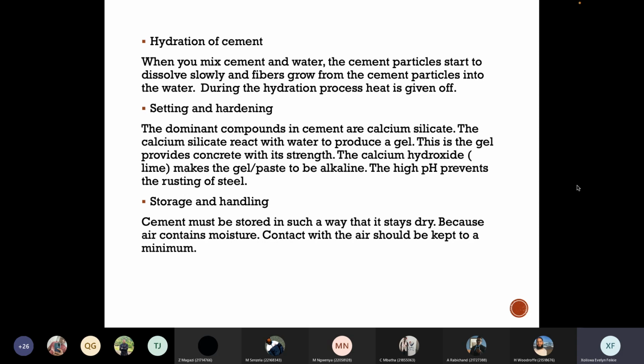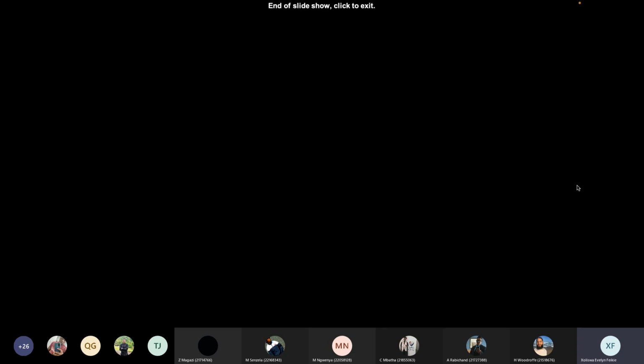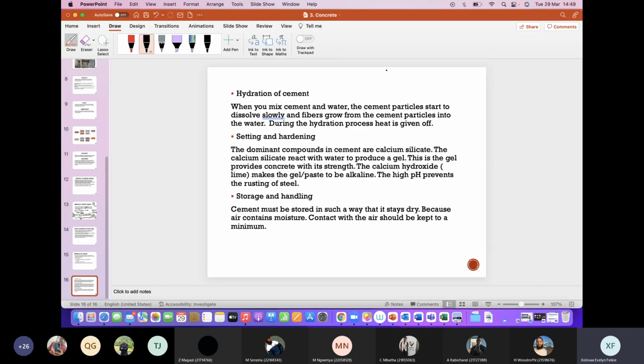They also tell you that contact with air should be kept to a minimum as well. So even if it's inland, same thing. It does not mean that you can expose it to air. It should be kept to a minimum as much as possible. In terms of how they stack the cement, all that information is also in your book. And for now, we will stop here today in terms of cement and what it does.